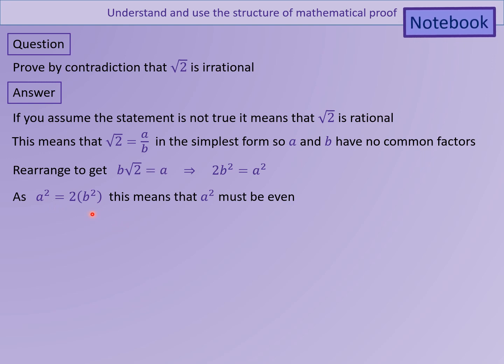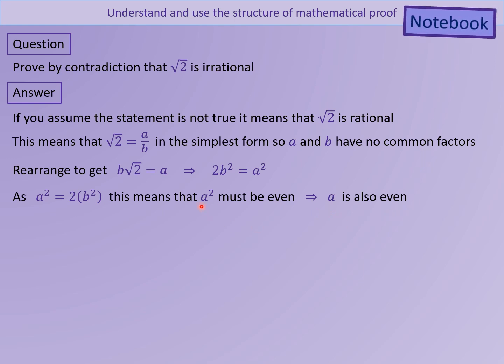Okay, remember that a and b are natural numbers, so they are whole numbers, not decimals. So a squared must be even. Once I know that, I also know that a has to be even, because the only way you're going to get a squared number to be even means that a itself has to be even.